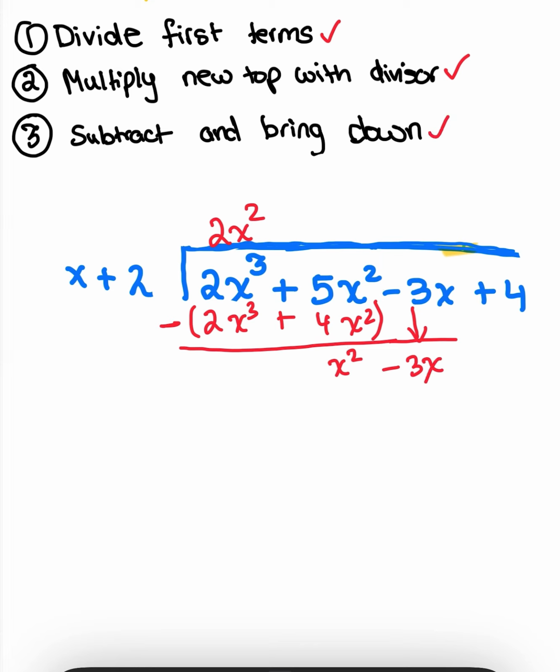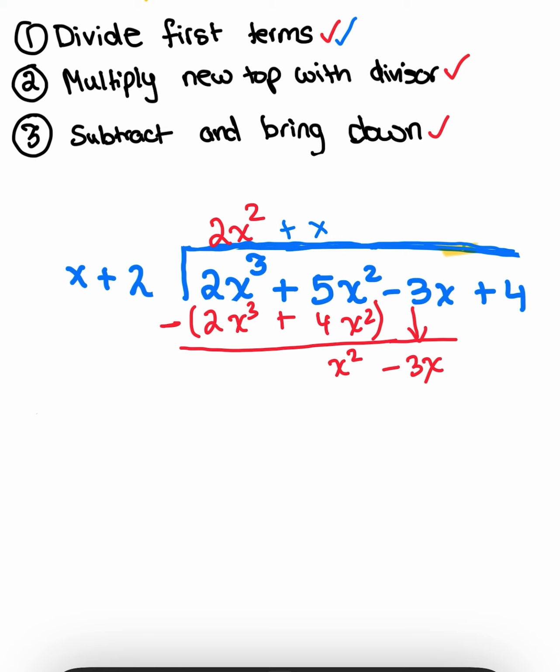Now you start over with the steps. So I'm going to change color this time. So again, I have to divide my first terms, except this is my new dividend. So I have to take the first term of this dividend and the first term again of my divisor. So x squared divided by x, that's just x to the power of 1. I write this at the top.